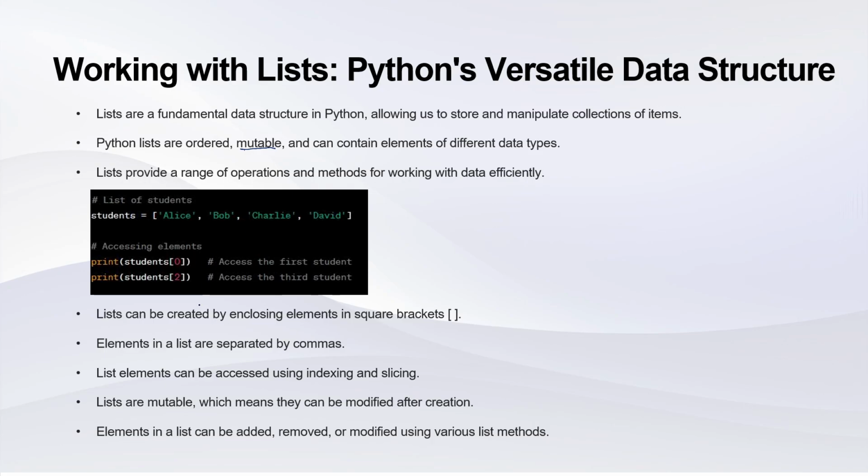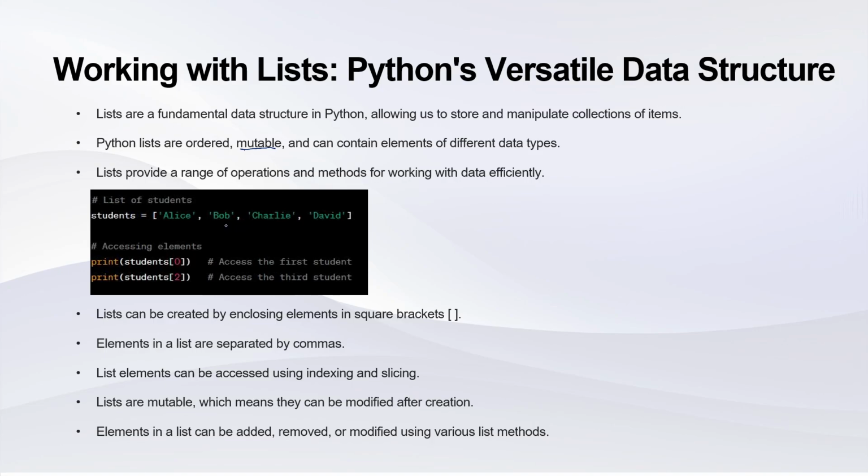Lists provide a wide range of operations and methods for working with data efficiently. Lists are created by enclosing elements in square brackets. If you see students here, this is a list of students. Elements in the list are separated by commas, and lists can be accessed using indexing. If you want to access Alice, that is the first student, you can access students[0]. Here also the indexing starts from 0. Elements in a list can be added, removed, or modified using various list methods.